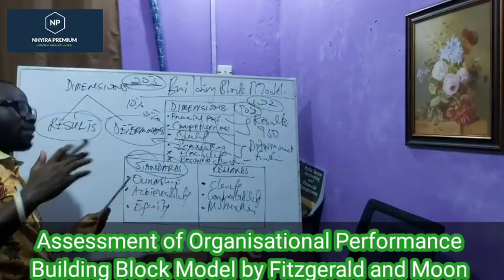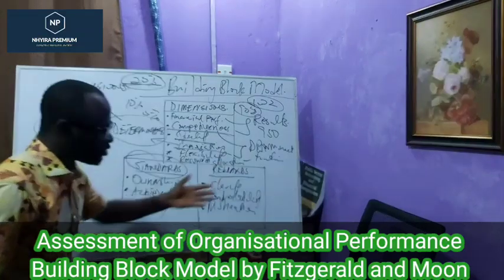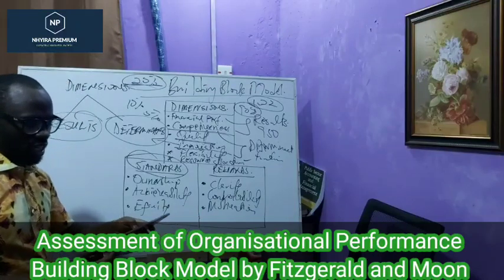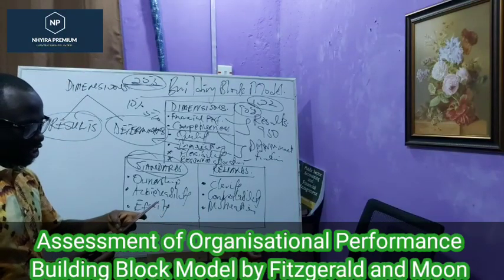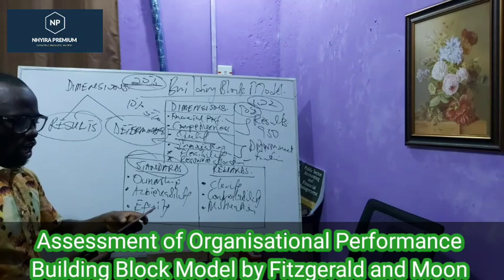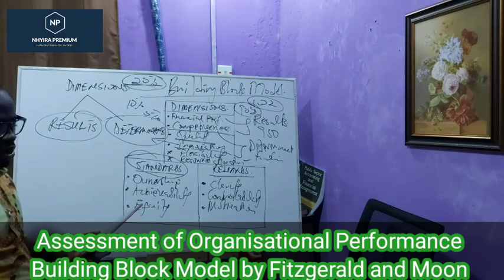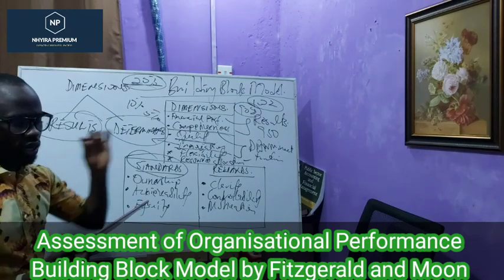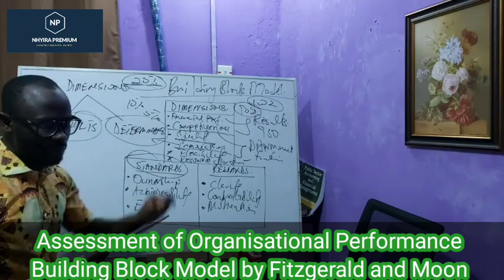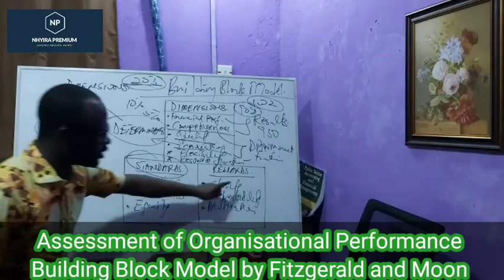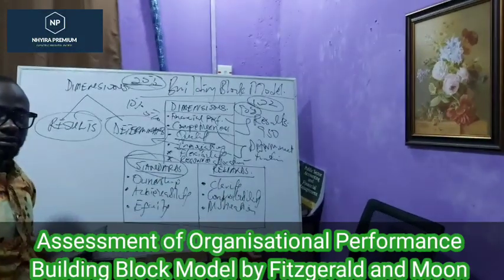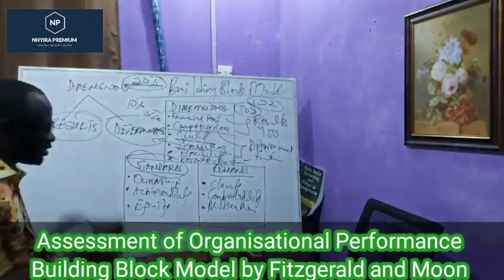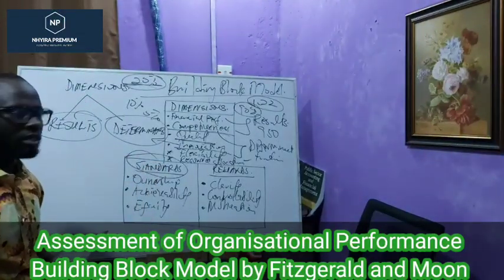Now, there are 3 aspects of rewards. For every reward system, for every reward structure that an organization is putting in place, there are 3 aspects that we need to look out for. The first one is this: is the system understandable to all employees? That is clarity.